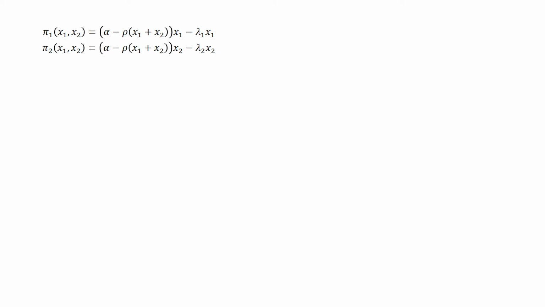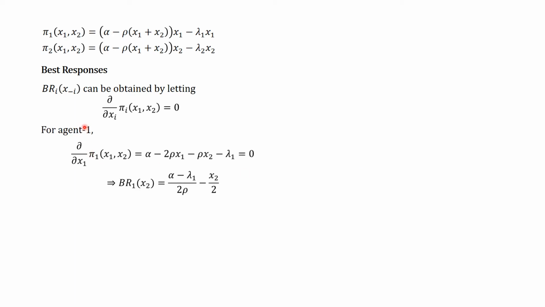Now, let's proceed to find the best responses of the agents. For each agent i, the best response to the other agent, remember when i equals 1, then negative i equals 2, and when i equals 2, then negative i equals 1, because we only have two agents. So the best response of agent i when the other agent, its opponent, is playing x negative i, can be obtained by differentiating its payoff with respect to xi. So for agent 1, the payoff of agent 1 is given by this expression, and taking its derivative with respect to agent 1's action, x1, we get this, and this must be equated to 0 to get the best response.